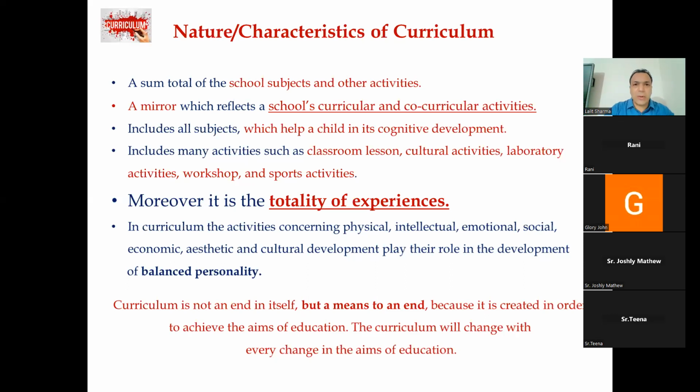Second point: nature and characteristics of a curriculum. Basically, it is a mirror which reflects the school's curricular and co-curricular activities. Next, it includes all the subjects which help a child in its cognitive development. Curriculum includes many activities such as classroom lessons, cultural activities, laboratory activities, workshops, and sports activities. So these are all things you have to do.